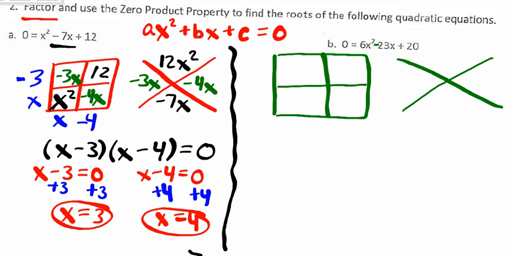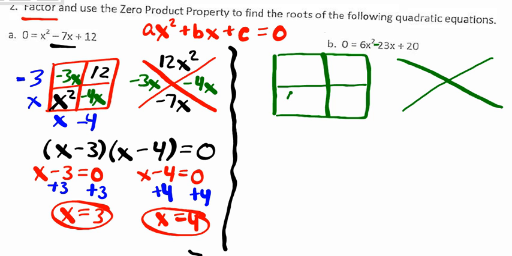So the first thing we do is check and see if they have any common factors. Do 6, 23, and 20 have any common factors? They don't, since 23 or negative 23 is a prime number. It doesn't have any factors that are going to help us. So we're going to have to use the numbers that are given here.